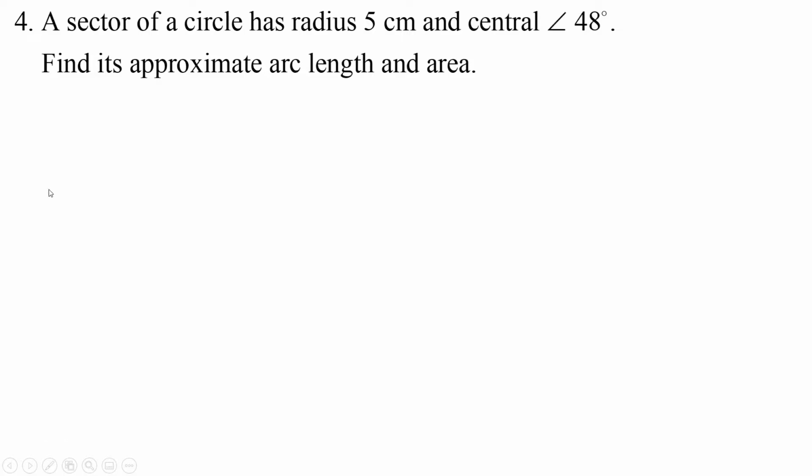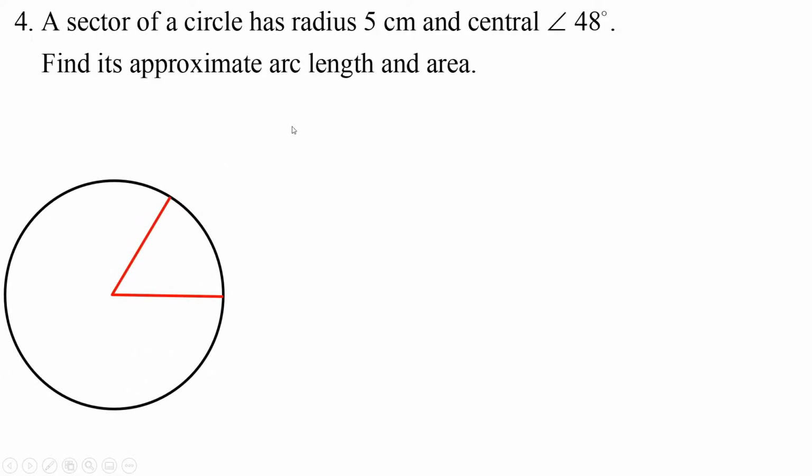Number 4. A sector of a circle has radius 5 centimeters and central angle 48 degrees. Find its approximate arc length and area. Okay, great time for a diagram right now so we can visualize everything. The radius is 5 centimeters, so let's put a 5 on one of the radii of this circle. And then the central angle is 48 degrees, so this angle right here would have to be 48 degrees.